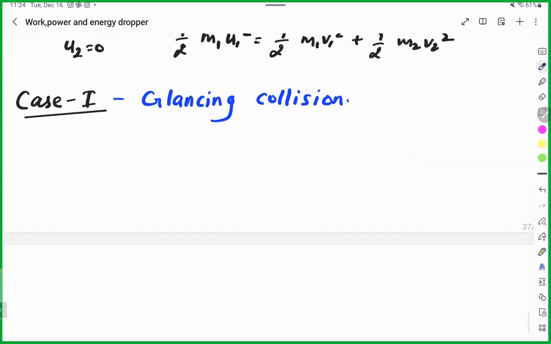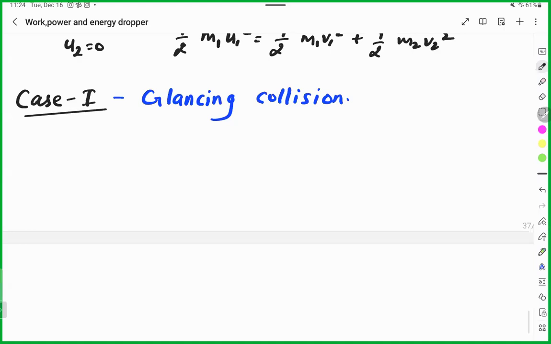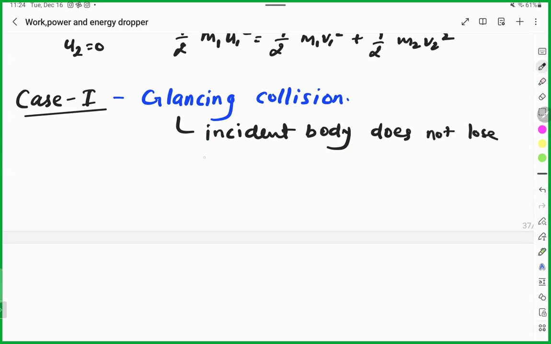Okay. So what will happen? The particle that is moving does not lose any kinetic energy and is scattered almost undeflected, meaning in the same direction. The incident body does not lose any kinetic energy. And if it does not lose any kinetic energy, it will move undeflected.